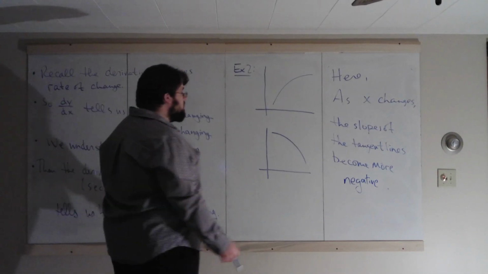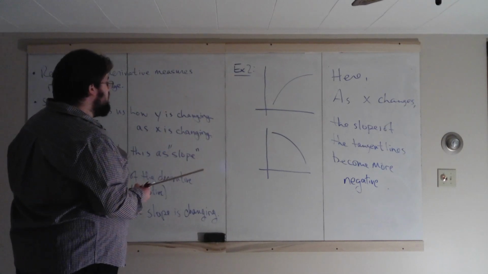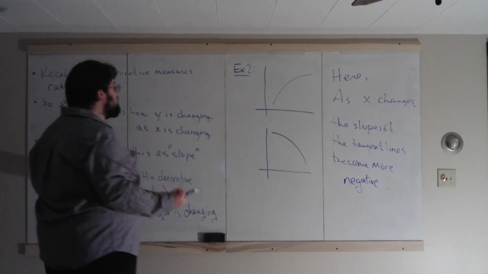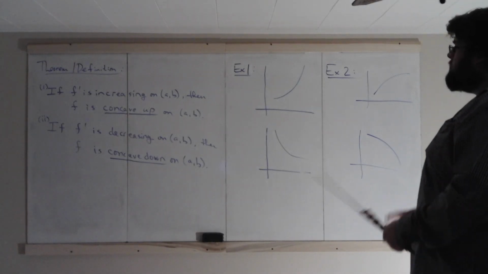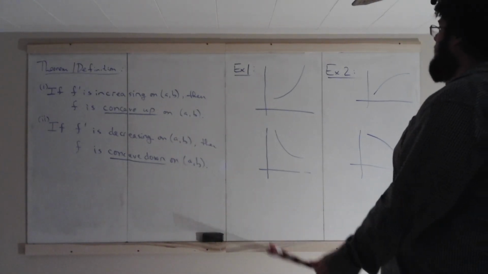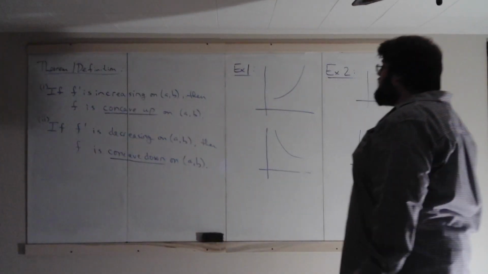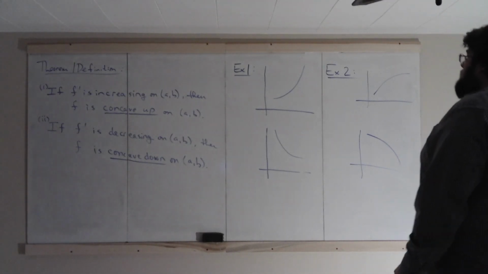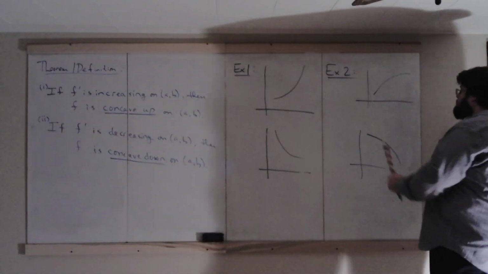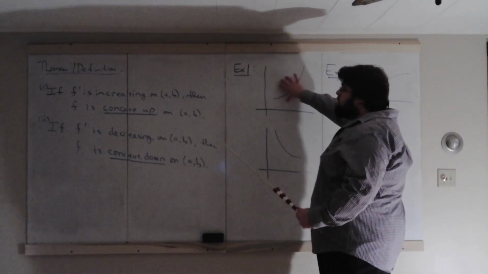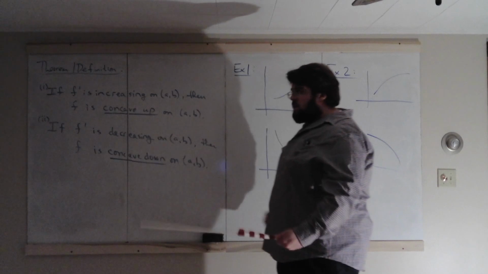And we're going to use this to define a couple new words and explain the second derivative test. So this first theorem translates what I said in those two examples to a new word to describe graphs like those. Part 1, if f prime is increasing on a to b, then f is concave up on a to b. Right here I have the two graphs from the first example. Here I have the two graphs from the second example. Remember here, the slopes of the tangent lines were becoming more positive. That's another way of saying that the derivative is increasing.